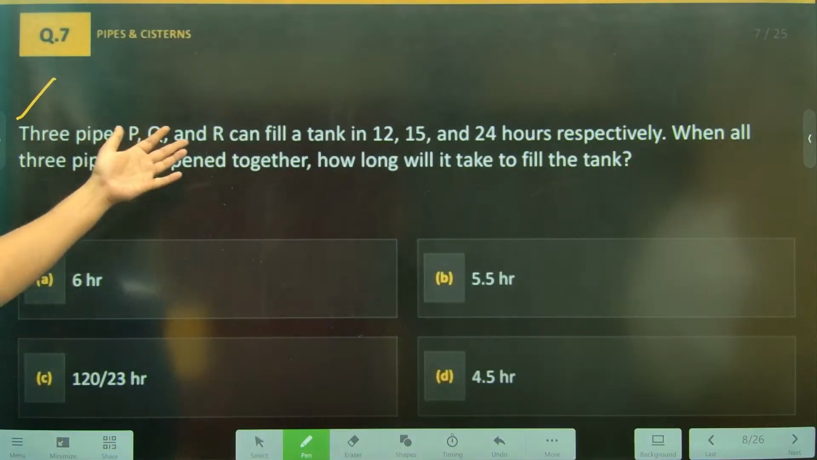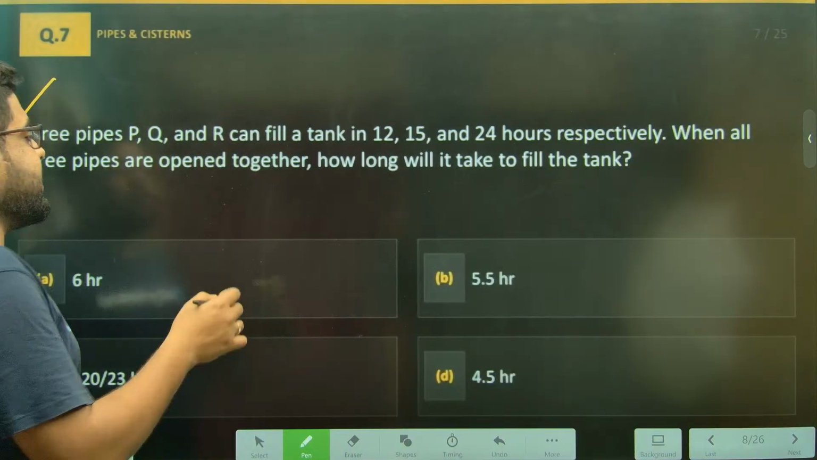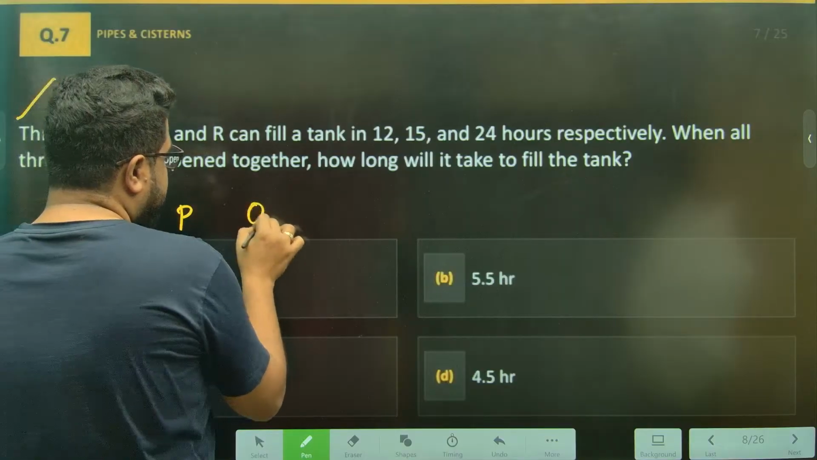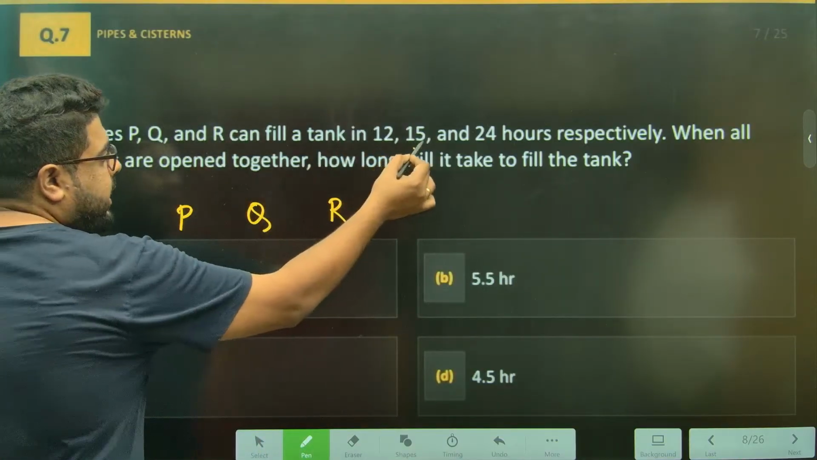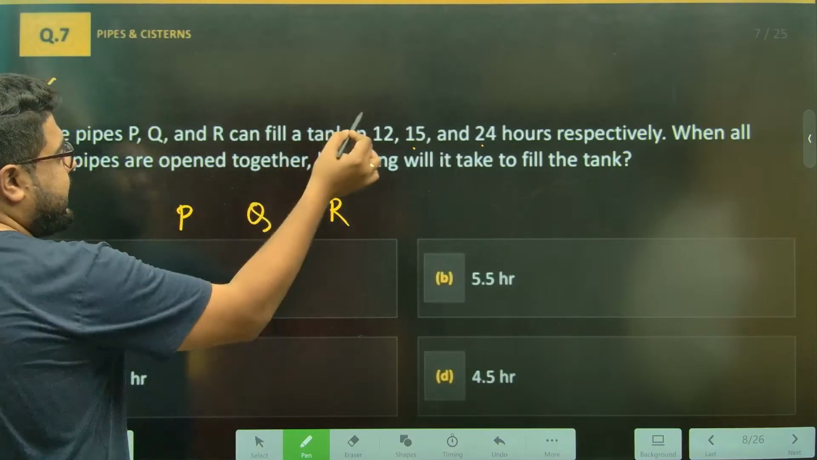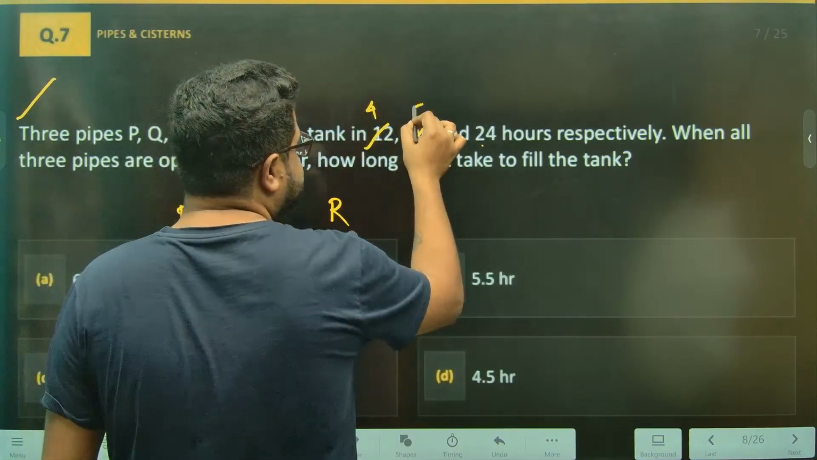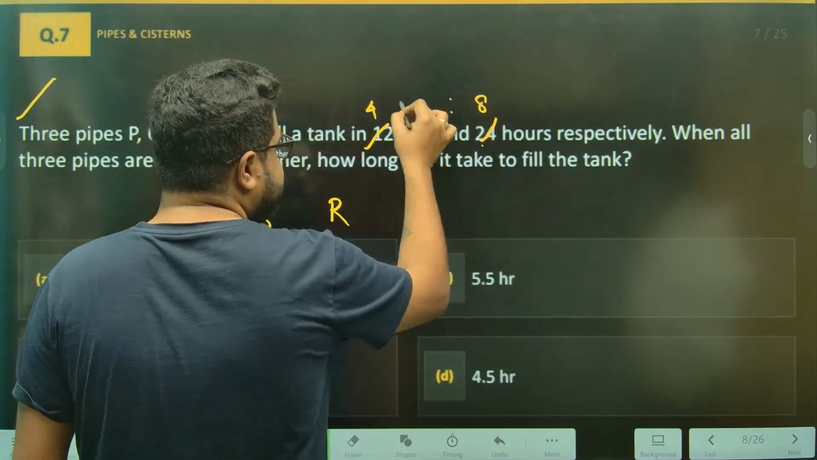Three pipes can fill this, open together. P, Q, R, very simple. It will be 15 into 24. I can cancel by 3. 3 fours of this, 3 fives of this, 3 eights of this. That will be easier, time ratio.